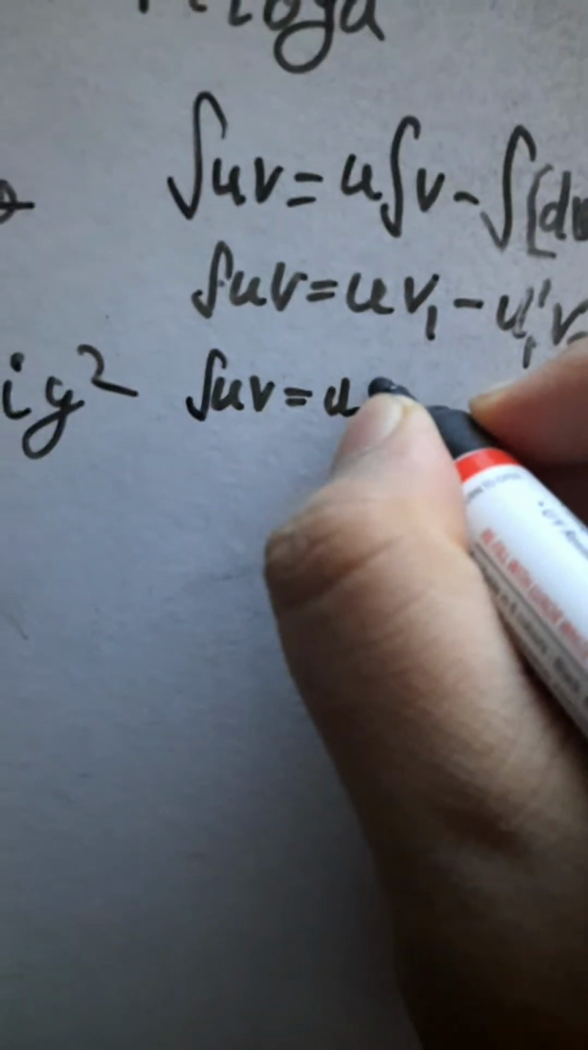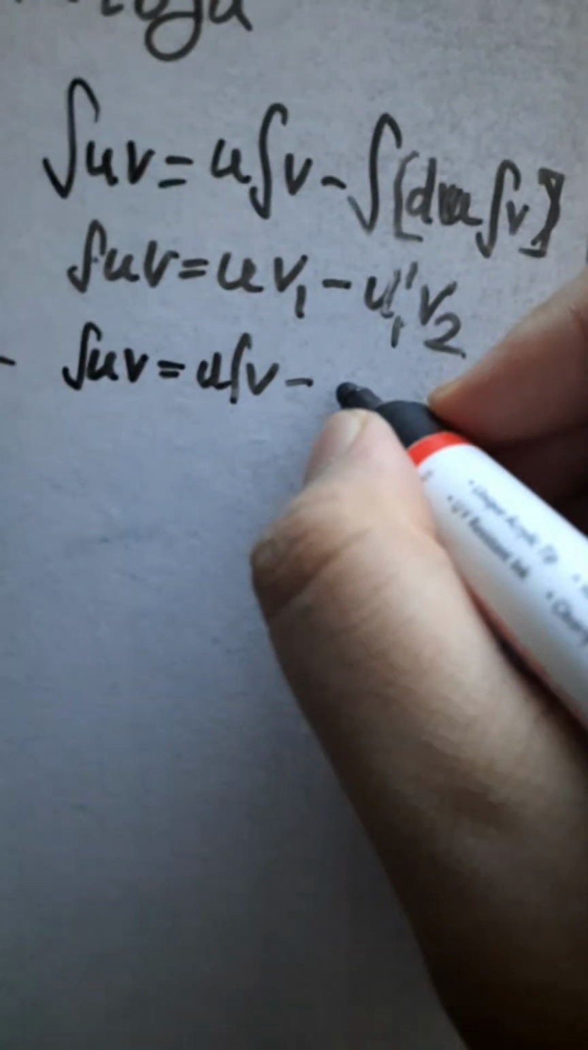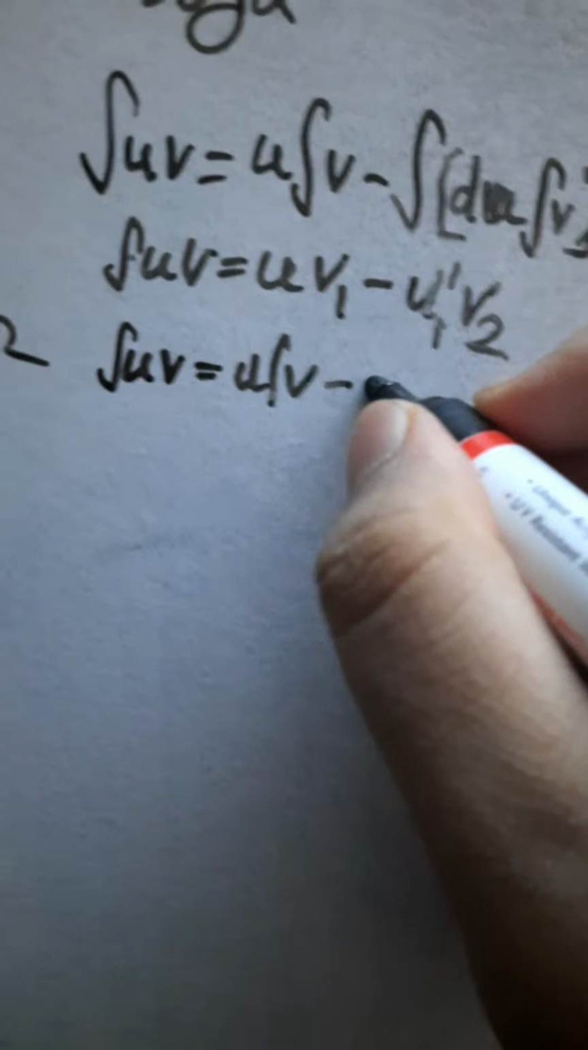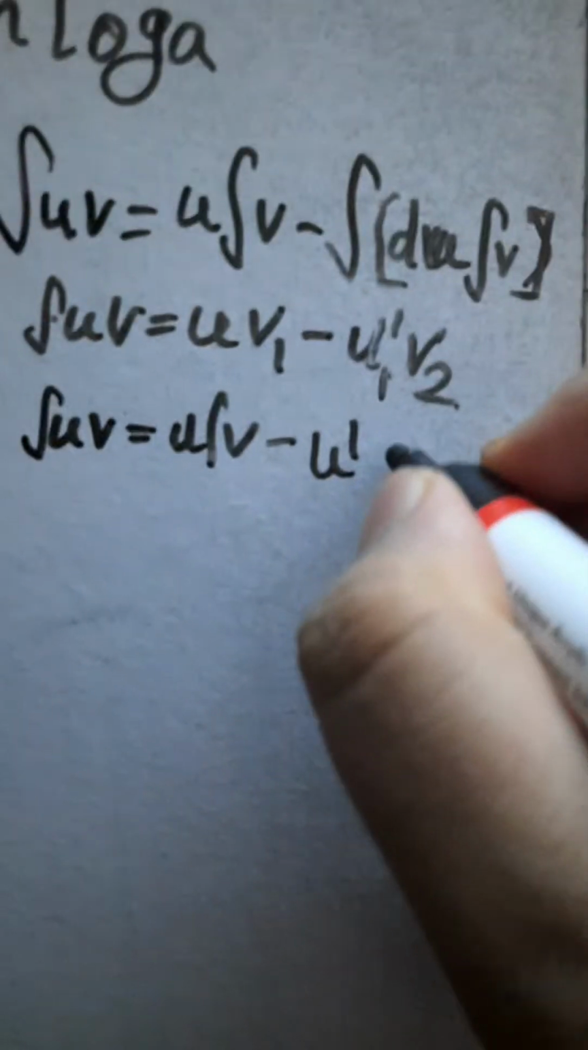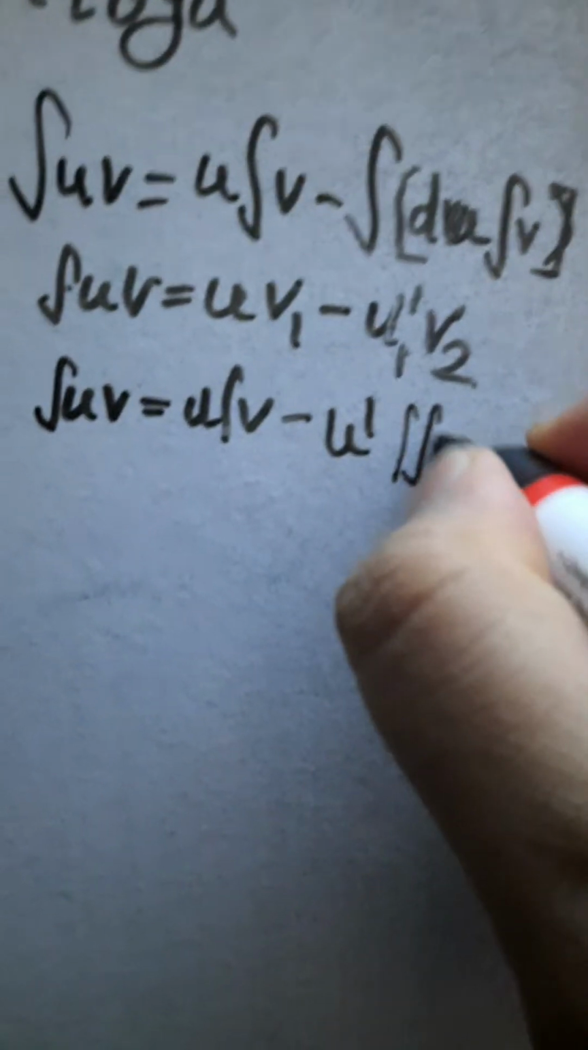And there is another way. Integration of uv is equal to, whatever you take as u, then integration of v, then minus the derivative of u times the double integration of v, and so on. That is also a similar thing, right?